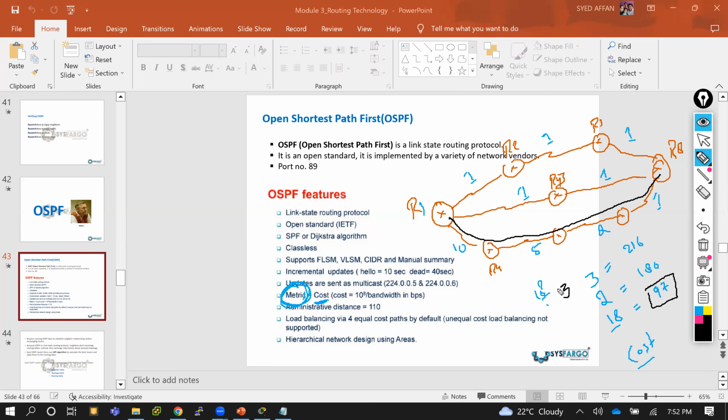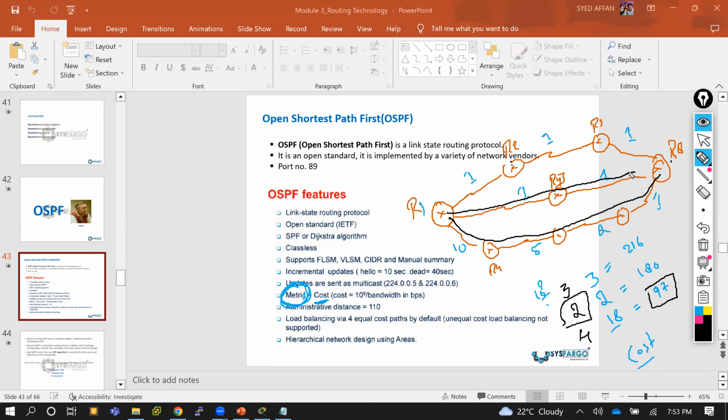3 hops we have. From here to here is 1, 2, 3. Via router 3, it is 1, 2. Via router 4, it is 1, 2, 3, 4. Now, which is the lowest number? 2. If I am using RIP protocol, RIP will select this as the best path because it calculates the metric as a hop count.